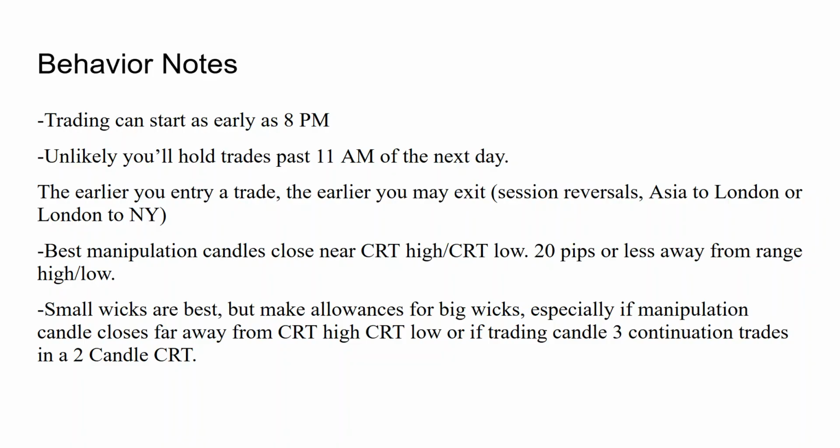It's not ideal to see a candle range theory candle close like 100 pips away from the range high. That leaves too big of a window to me. I like tight closes near the ranges. Small wicks are best, but make allowances for big wicks depending on where the candle closes, especially if the manipulation candle closes away from the higher low, as I said earlier.